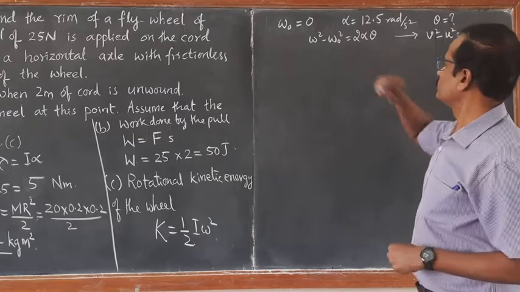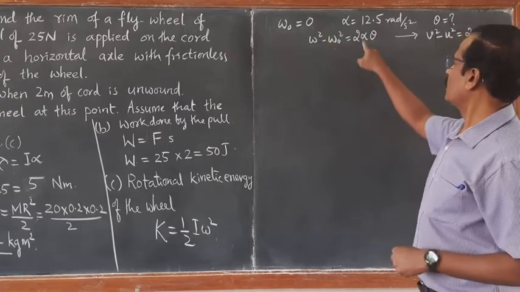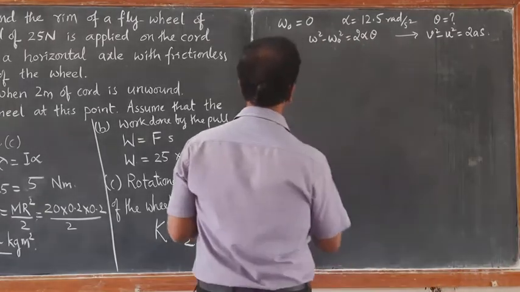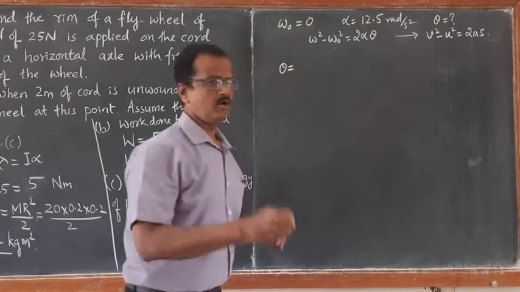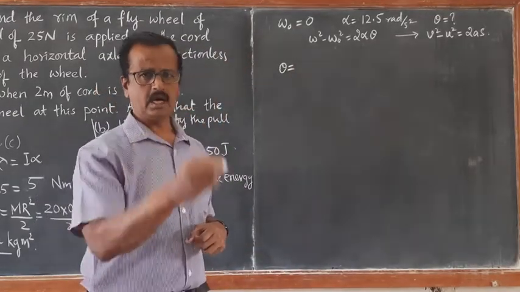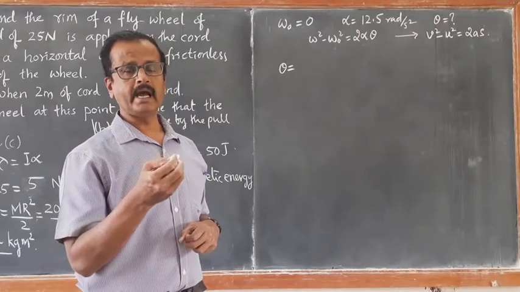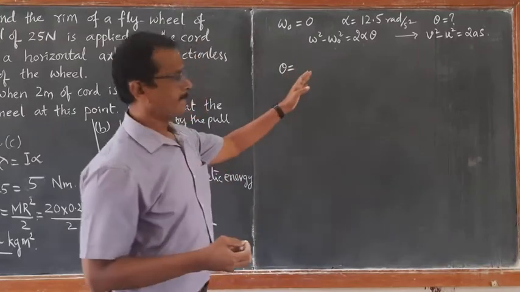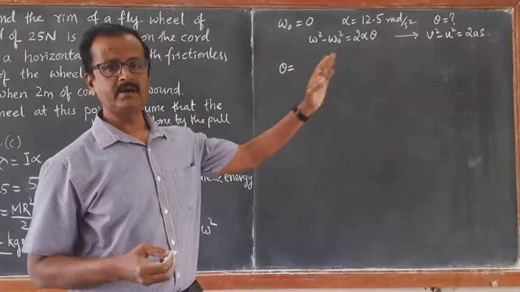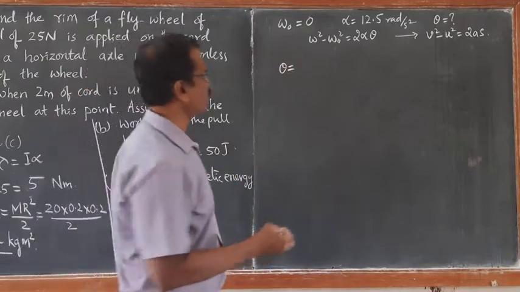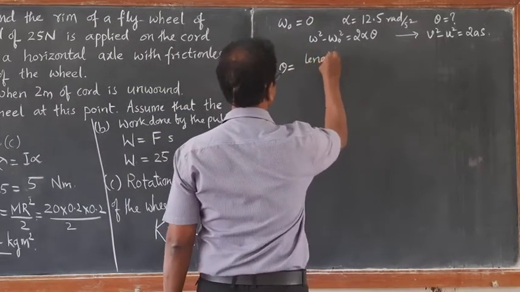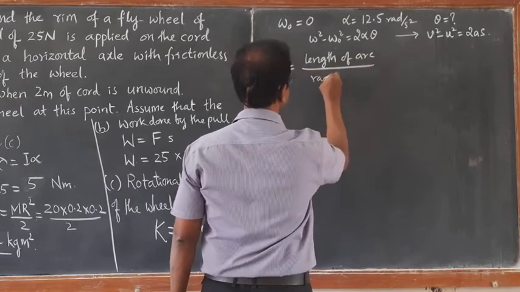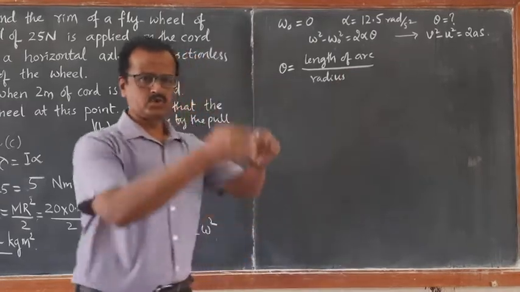Now how to calculate theta? We know omega naught is 0, we can substitute. Alpha we know, theta we do not know. So we have to calculate theta. Theta can be calculated from how much arc it has undergone. The angle subtended by an arc is given by the length of the arc divided by radius. Here the length of the arc is the 2 meter cord.